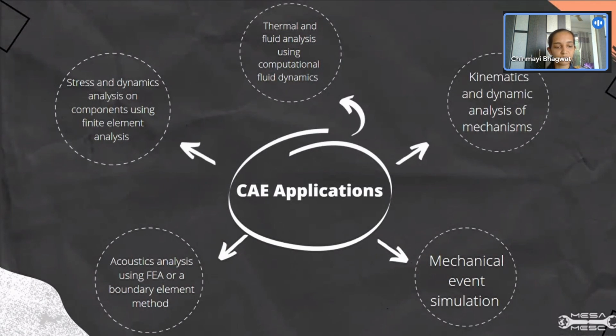Fourth and fifth are mechanical event simulation and acoustic analysis using FEA. These two are done by MES and BEM softwares. There is a boundary element method, that is, we apply the force on the boundaries of the product, and it is integrated throughout the product. And in mechanical event simulations, there is a very good thing, that is, we can simulate for large deformations and also for rigid and flexible bodies. It also includes the impact test on the products. Next.